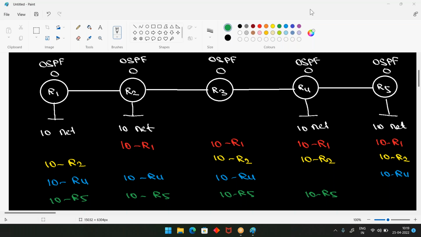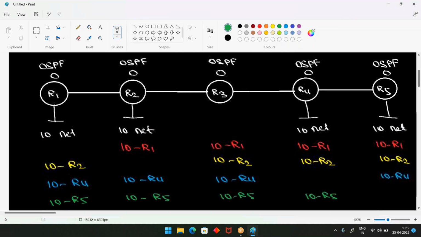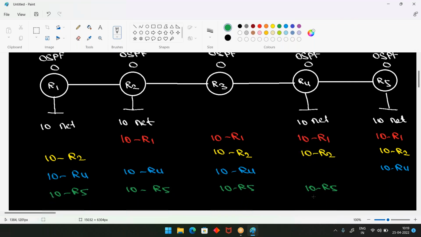So like this, these 5 devices will exchange the networks information. Now suppose, check this now. In the R4 device, how many networks do we have in total? Can you please tell me, all of you, how many networks we have in the R4 router? Total networks.